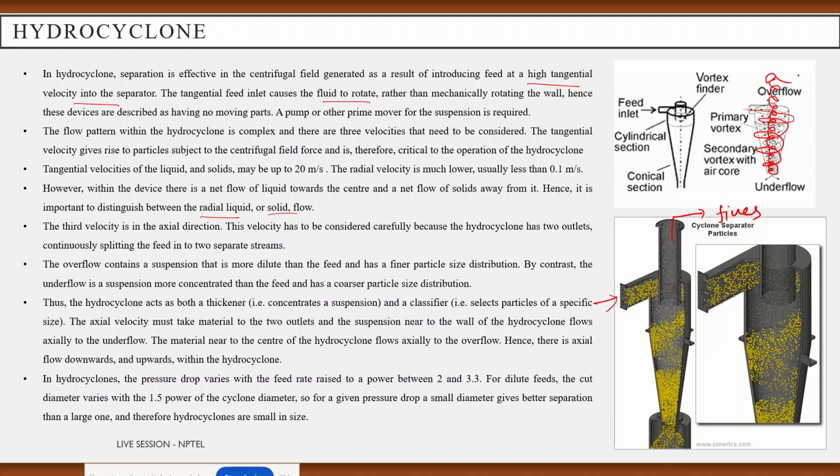In a hydrocyclone, the pressure drop varies with the feed rate raised to a power between 2 and 3.3. For very dilute feeds, the cut diameter varies with the 1.5 power of the cyclone diameter. So for a given pressure drop, a smaller diameter gives better separation than a larger one. Hence hydrocyclones are usually kept small in size.